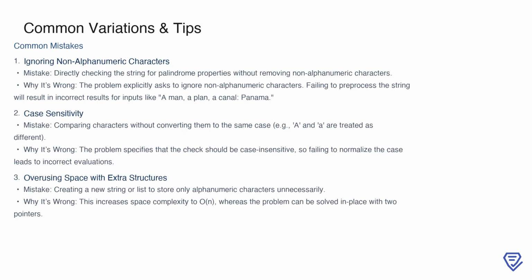When solving this problem, there are several common pitfalls to watch out for. One major mistake is ignoring non-alphanumeric characters when checking for palindrome properties. The problem clearly states that these characters should be excluded, so failing to pre-process the string can result in incorrect results. For example, "A man, a plan, a canal, Panama" is a valid palindrome only when non-alphanumeric characters are removed.